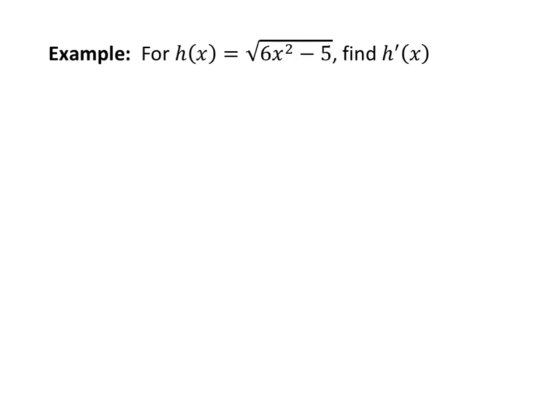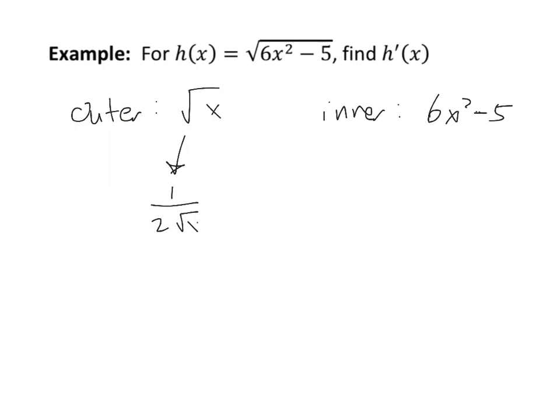All right, so in this one, we've got our outer function. Our outer function is the square root of x. Our inner function is 6x squared minus 5. The derivative of this outer function, I'm going to skip a couple of steps here because we did this earlier. The derivative of the square root of x is 1 over 2 root x.